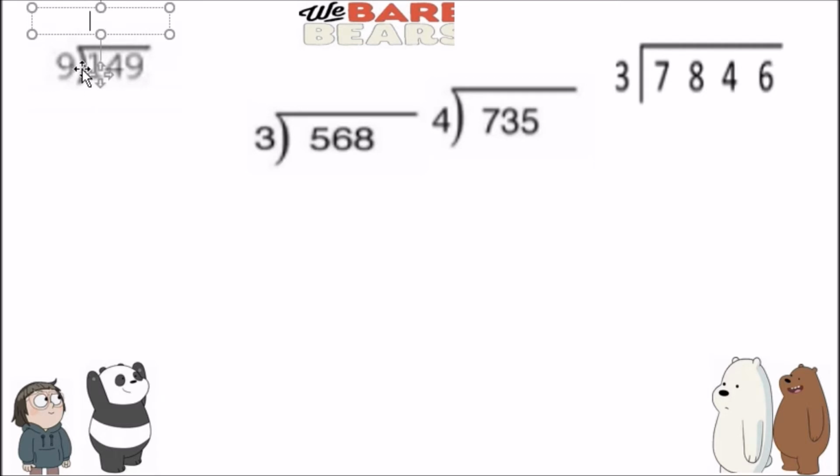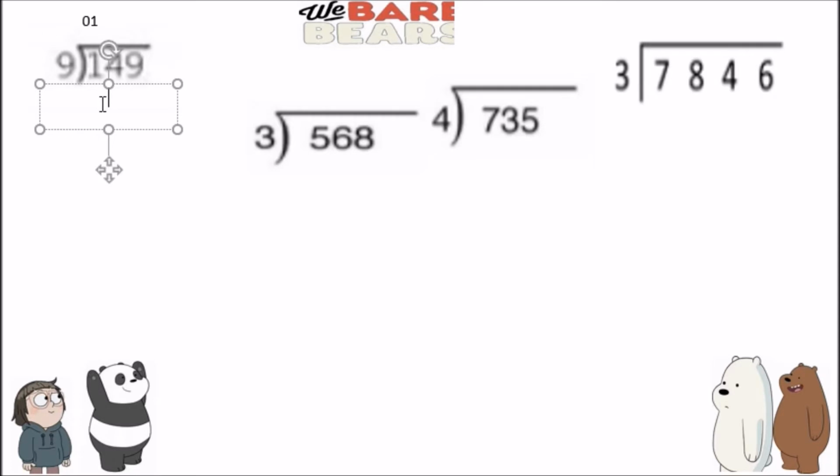So firstly, we need to see how many times 9 goes into 1. It goes no times, so you put 0 over there. Then after that, you need to see how many times 9 goes into 14. Combine both digits together, so you get 14. So you just do 1, because 9 goes into 14 once, and then over here you put 9, because 9 times 1 is 9. Put that over there, and then subtract it.